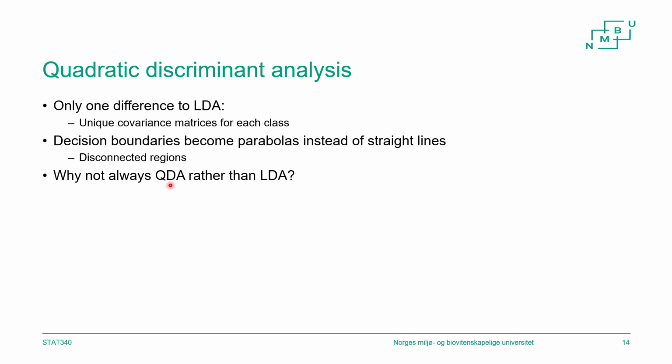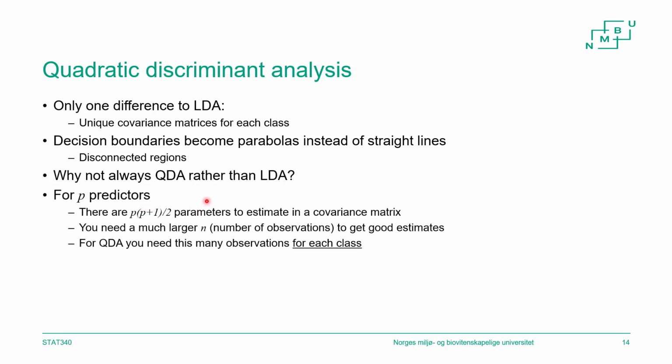So why not always QDA rather than LDA? Because this is more flexible, right? You allow each class to have its own likelihood, right? The shape of the likelihood is unique to each class. Well, the reason is that this requires a lot of data. So if you have P predictors, and P can sometimes be quite large, right? Then there are P times (P plus 1)/2 parameters to estimate in a covariance matrix. This is a lot, right?